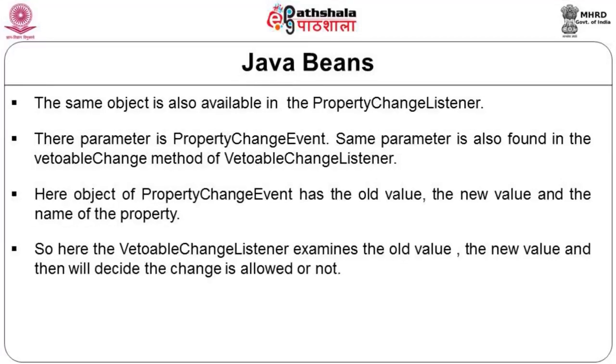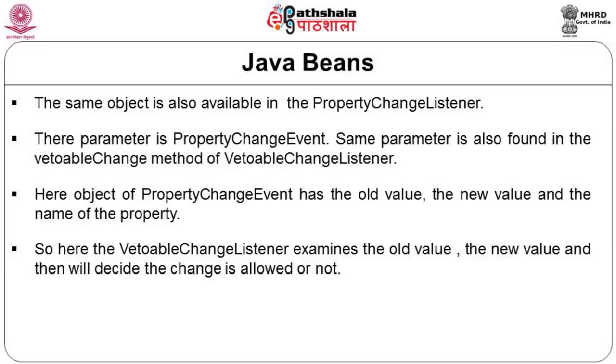The property change listener also has a method called property change. Its parameter is a property change event. The same parameter is also found in the vetoable change method of the vetoable change listener. The property change event object has the old value, the new value and the name of the property. So, the idea is that the vetoable change listener examines the old value and mainly the new value, and can then decide whether the change is to be allowed or not.